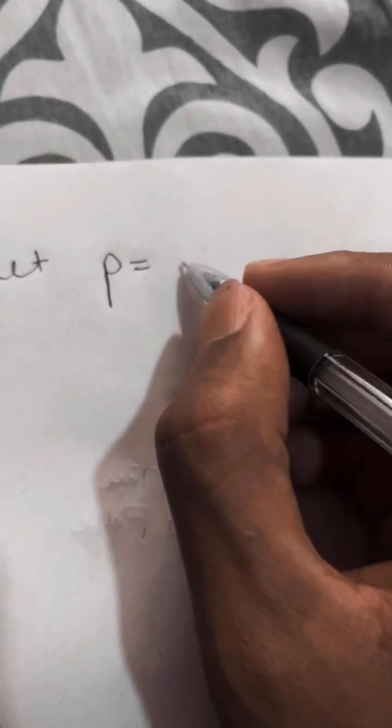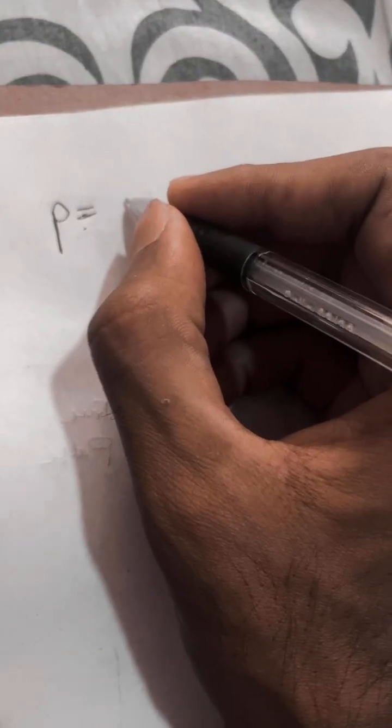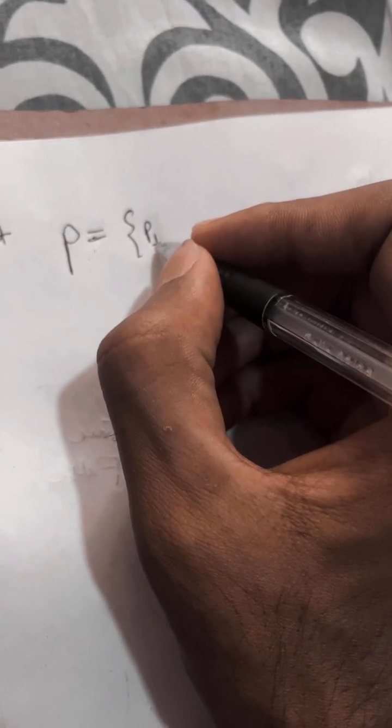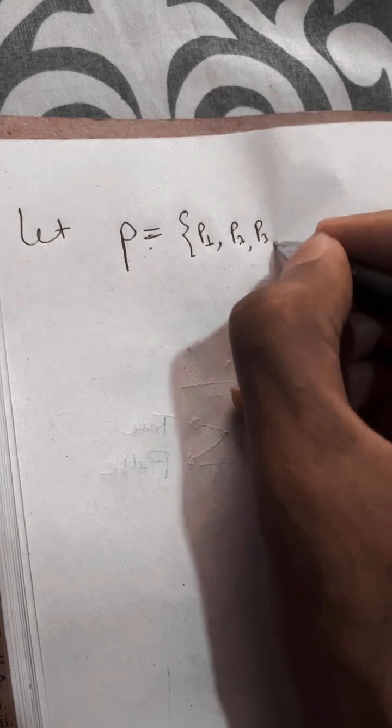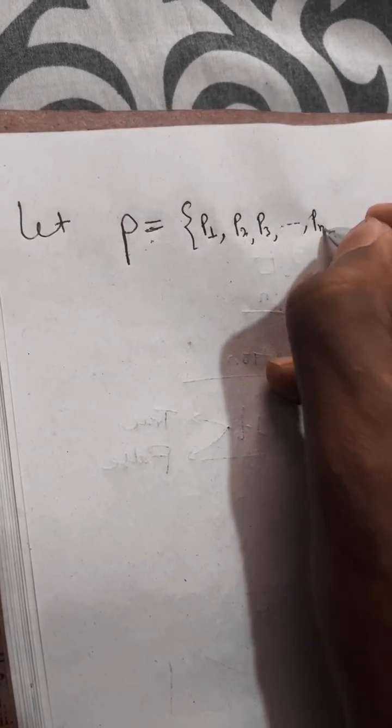Take a compound proposition. Let P equal to compound proposition. And since it is a compound proposition, it can contain more than one atomic proposition, right? So let's collect all those atomic propositions that are used to construct this compound proposition. So we have P1 atomic proposition, P2 atomic proposition, P3, and so on. It is a set.